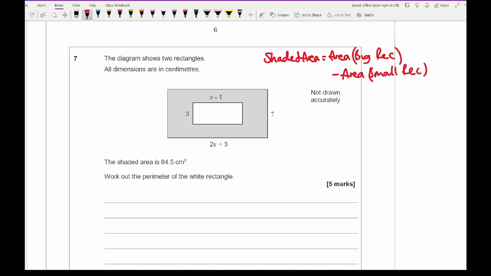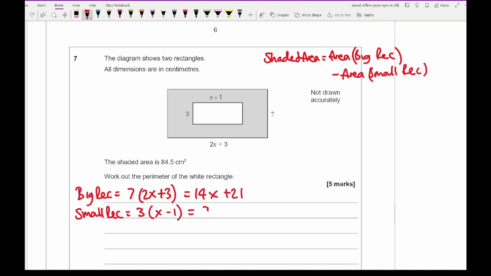So working out the area of these, well, the big rectangle is going to be 7 lots of 2x plus 3, which is 14x plus 21. The small rectangle is going to be 3 lots of x minus 1, which is going to be 3x minus 3. I then need to take those two things away, so the shaded area is equal to 14x plus 21 minus 3x minus 3, and that equals 84.5.